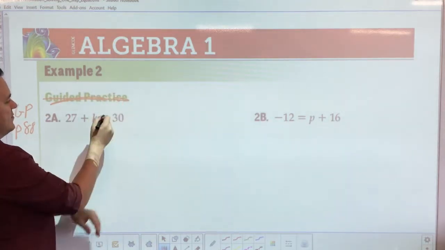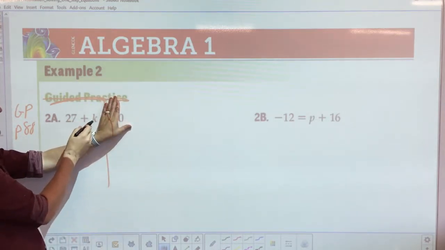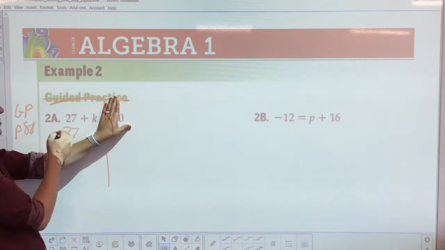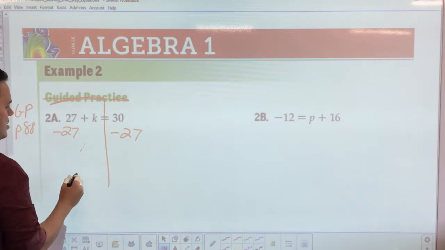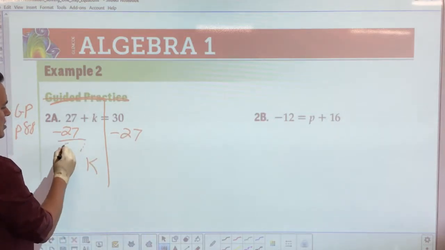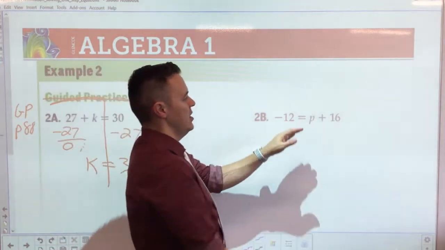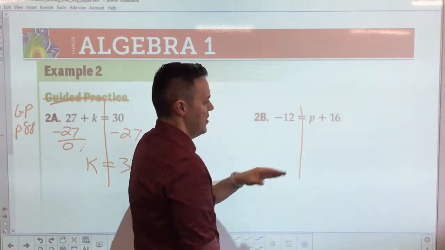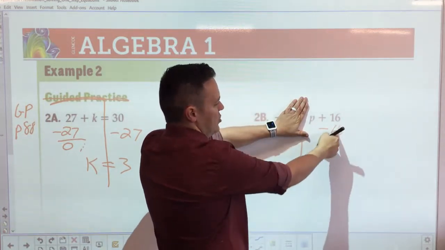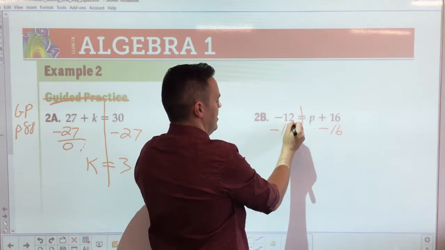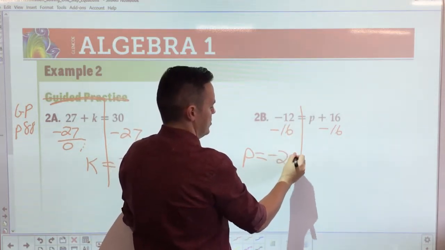Subtracting. So, great divide, look at it. We want to get K by itself. In order to get K by itself, we need to get rid of this 27 by subtracting it. Alright, so if you do it to here, you got to do it to here. So, K, because that equals 0, K now equals what? 3. Same thing over here. Great divide, ladies and gentlemen. And then what you do on one side, we're getting P minus 16. If you do it over here, you got to do it over here. P equals, that would be negative 28.